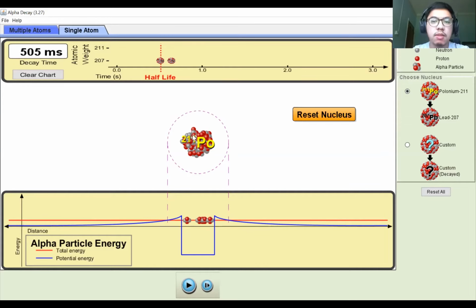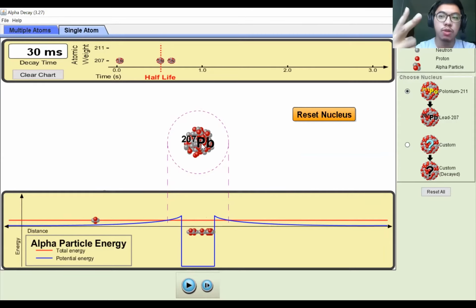Before, it has 211 protons plus neutrons inside the nucleus, and then it gives out an alpha particle just like that. So it gives out 2 protons and 2 neutrons. So it loses 4 things from inside the nucleus. So the nucleon number now becomes 207 because it gave out 2 protons and 2 neutrons. So minus 4. 211 minus 4 is 207.